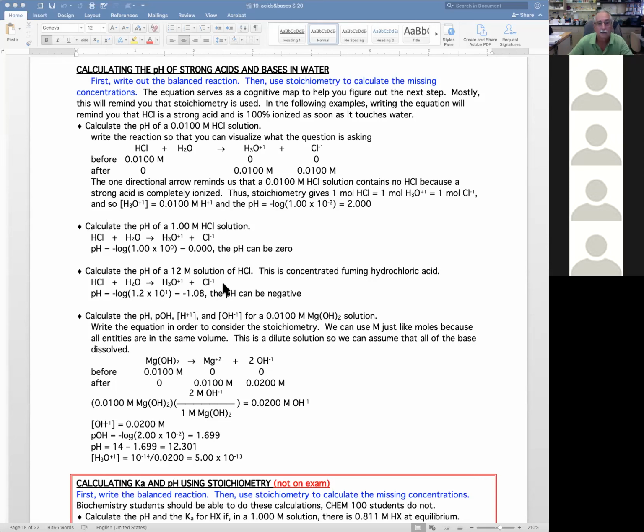So to make concentrated hydrochloric acid, they take hydrogen chloride gas and they pump it into cold water until it becomes concentrated. And it can get up to 12 moles per liter. So what is the pH of that? The negative log of 12 is negative 1.08. It's like, oh my God, the pH can be negative. Sure it can. It simply means the negative log of something.